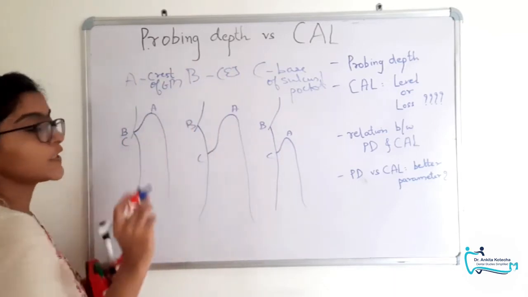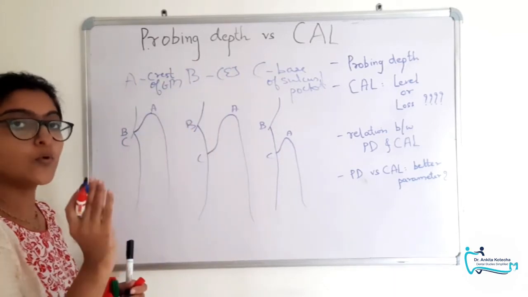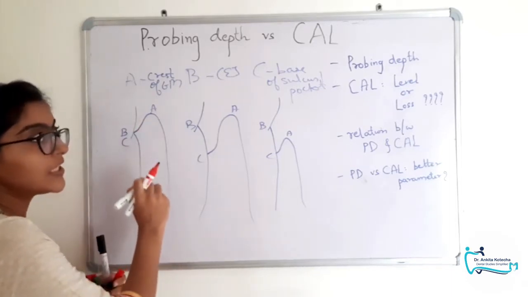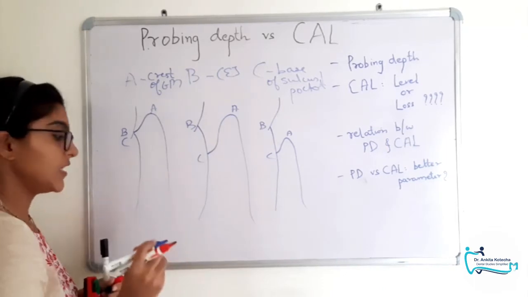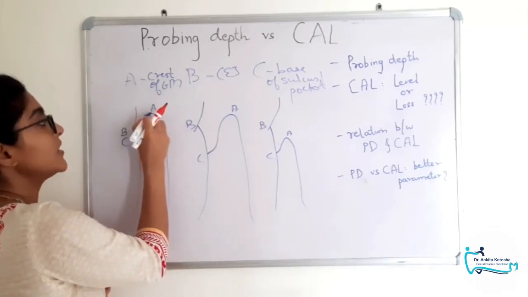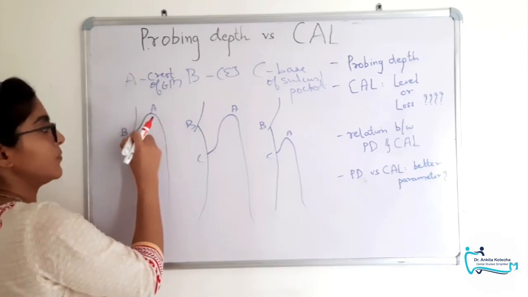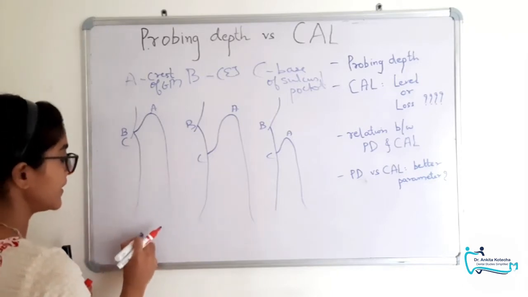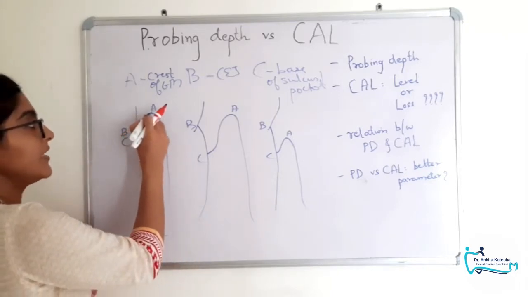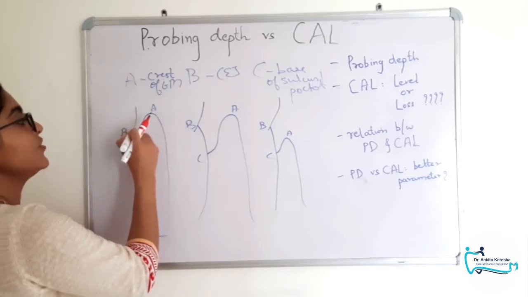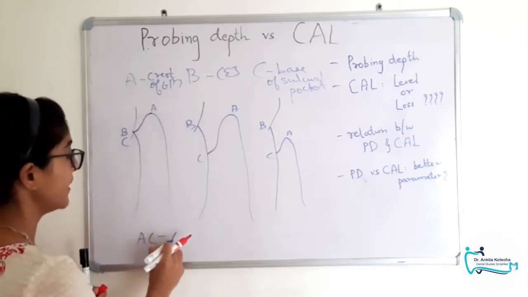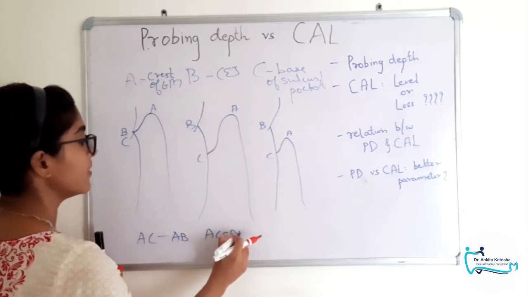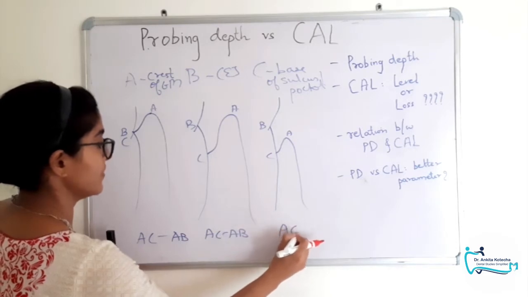Clear? This is a case of a healthy gingiva where the probing depth is minimum, the normal probing depth. Here, the relationship between CAL and probing depth is: the distance from the crest of the gingival margin to the base of the pocket or the sulcus is one parameter, that is AC. Now, subtract the distance from the crest of the gingival margin to the CEJ, that is AB, in all the case scenarios. Now we will compute the values.